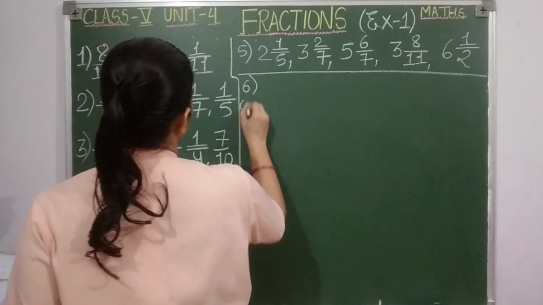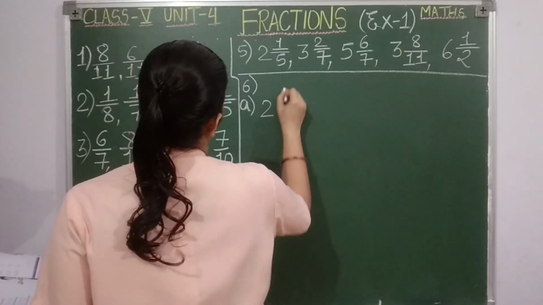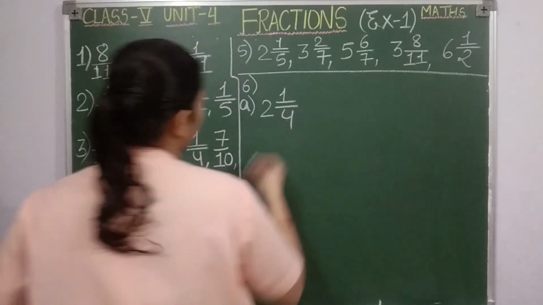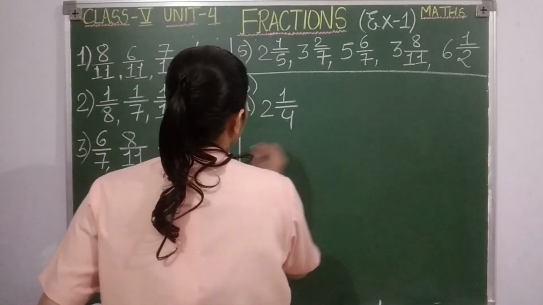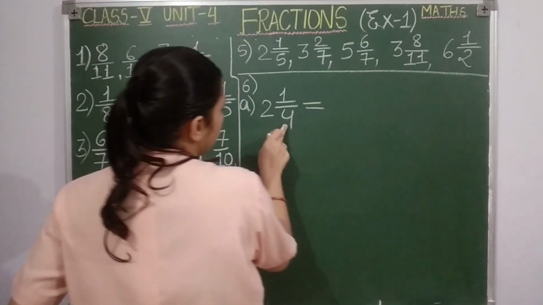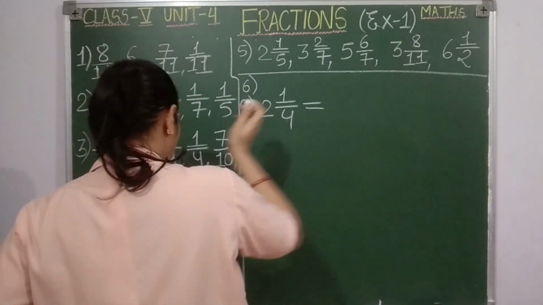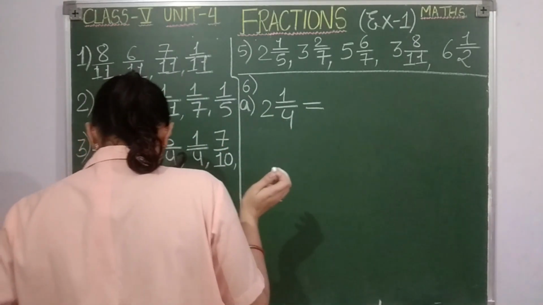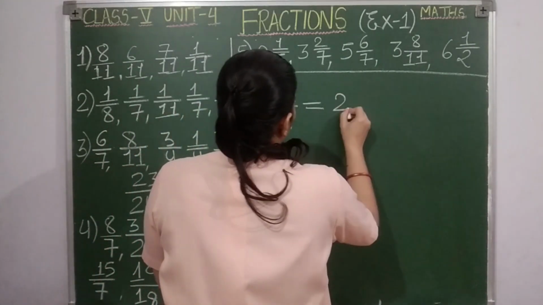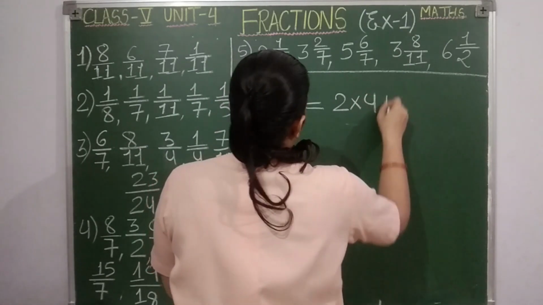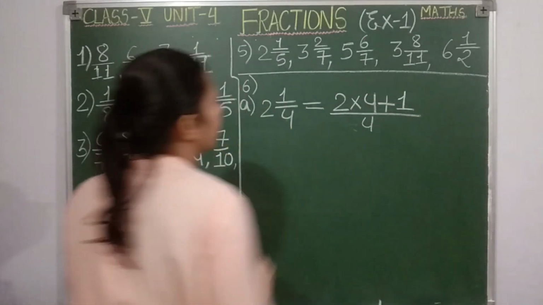6th question students, first point we are going to see. Here it is written as 2 whole 1 upon 4. How to solve it students? How to make it an improper fraction? Very simple. What I told you, multiply the denominator with the numerator. That means here I am going to multiply the denominator with the whole number. That means here I am going to write it as 2 into 4 plus 1 upon again the denominator 4.